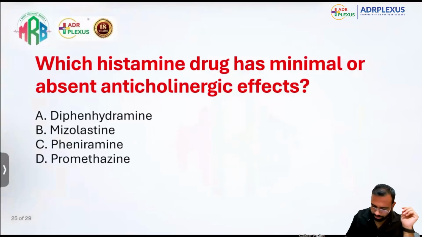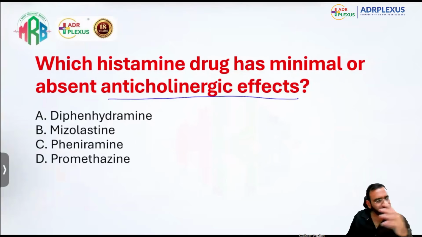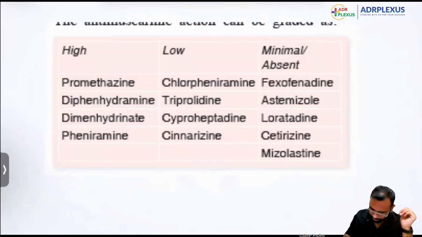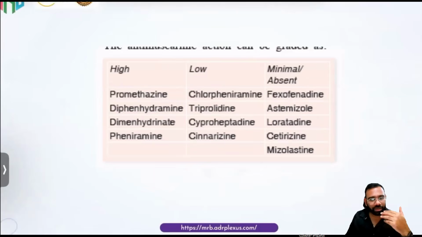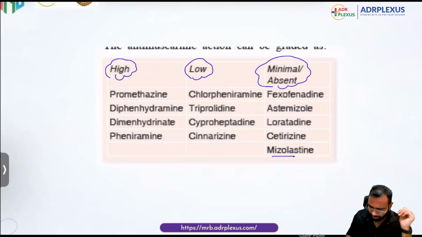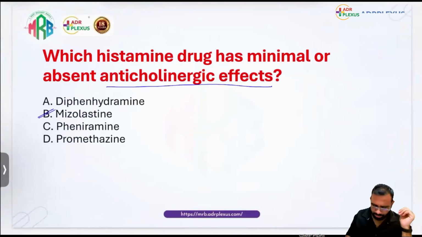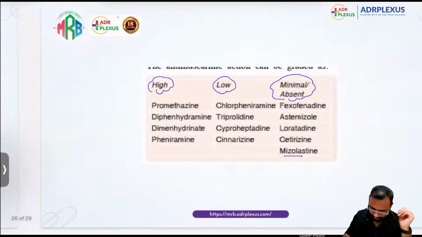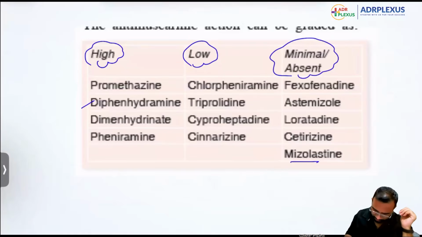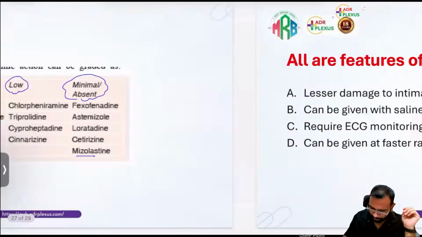Next one, which is an antihistamine with a minimal or absent anticholinergic effect. Again, a direct question from the book. These are the antihistamine drugs with high anticholinergic effect, low anticholinergic effect, and very minimal or absent anticholinergic effect. And this is mizolastine, this is a true one. Diphenhydramine, pheniramine, promethazine: all of these have high anticholinergic effect.